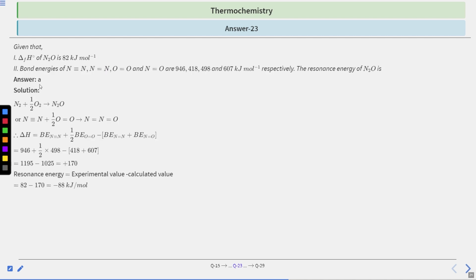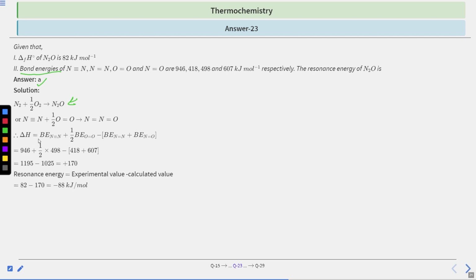Okay, the correct answer is option A. So we have the formation of N2O reaction here. That is N2 plus half of O2 will give you N2O. As the bond energies of different types of bonds between two atoms are given in the question, we can write this equation in terms of bonds, which is N triple bond N plus half of O double bond O will give you N double bond O.